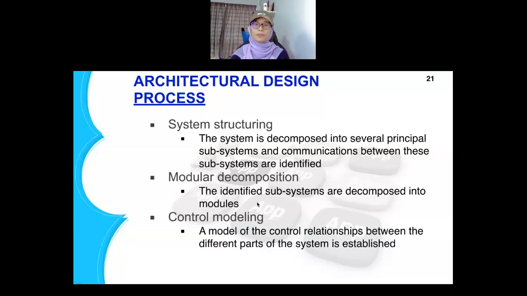Modular decomposition, subsystem. That's why the quiz just now is talking about modularity. You break into a subsystem, decompose into modules, so you can create the modules. That's why when you do a project, normally we will ask how many modules you will create.